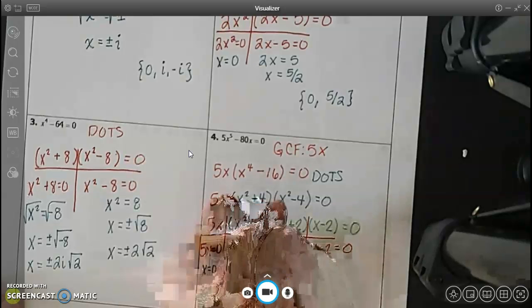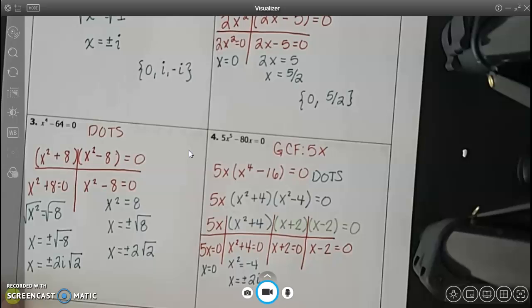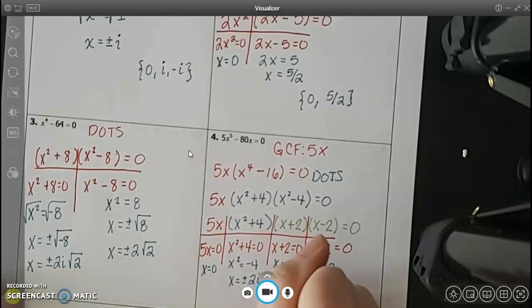X plus 2 equals 0 means x is equal to negative 2. X minus 2 equals 0 means x is equal to positive 2. So notice we have 5 answers there: 0, positive 2i, negative 2i, negative 2, and positive 2.